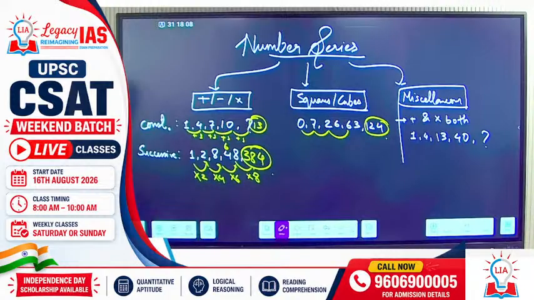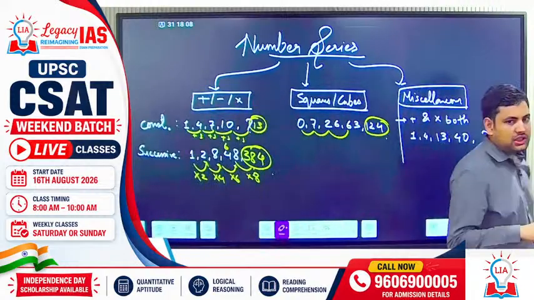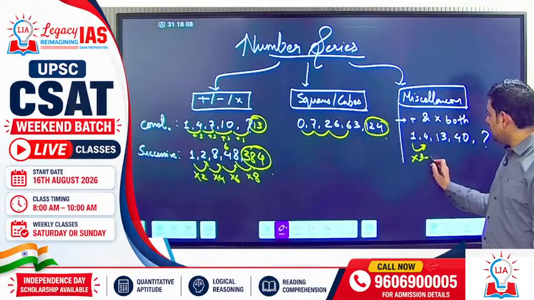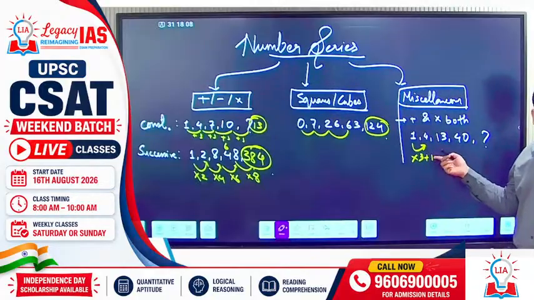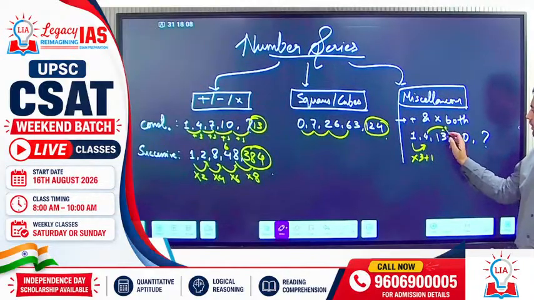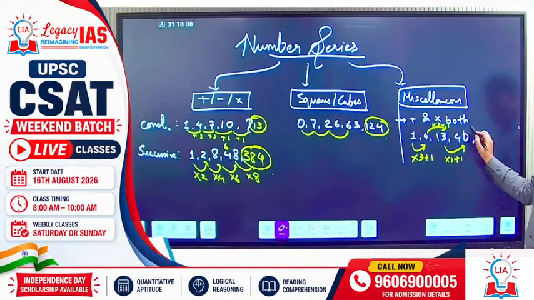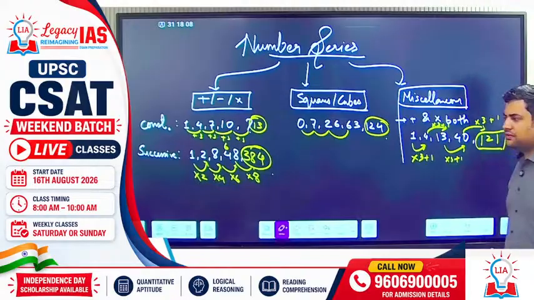So the pattern here is a mix of both addition and multiplication. Now see this 1 and 3. This is what? Into 3 plus 1. 1 into 3 is 3. 3 plus 1, 4. Then this is 4 into 3 plus 1. 4 3s are 12. 12 plus 1, 13. Similarly, 13 into 3 plus 1. Next would be what? 40 into 3 plus 1. So this becomes 120 plus 1, 121. This is the answer. So basically, a mix of both of these.